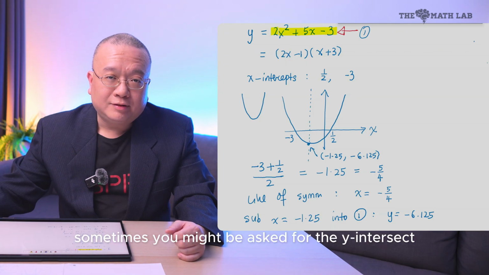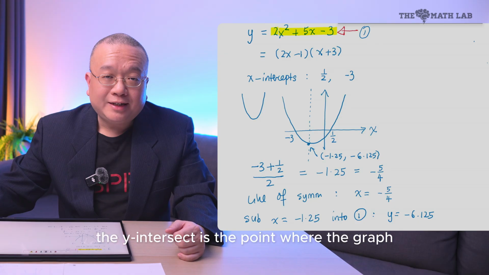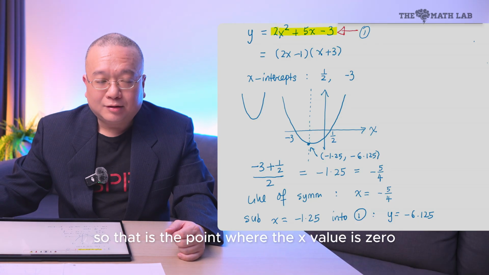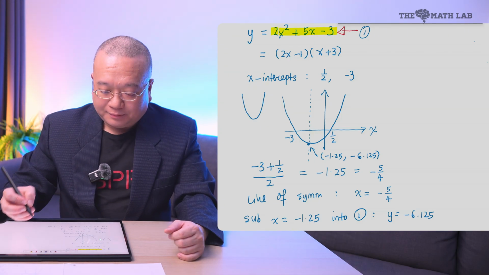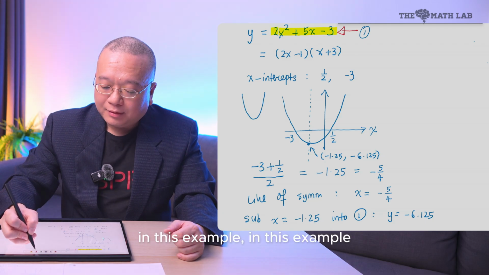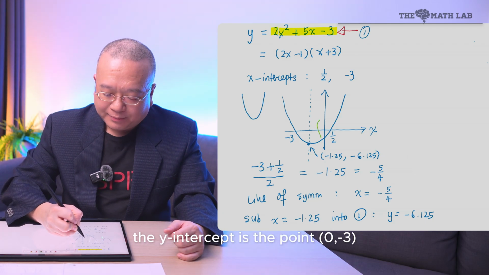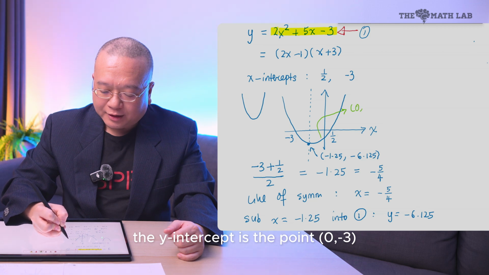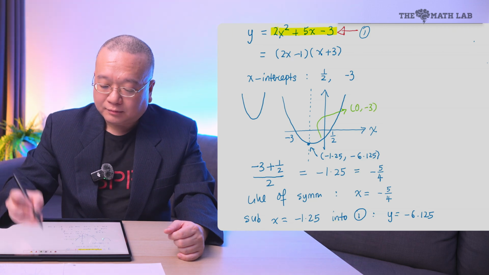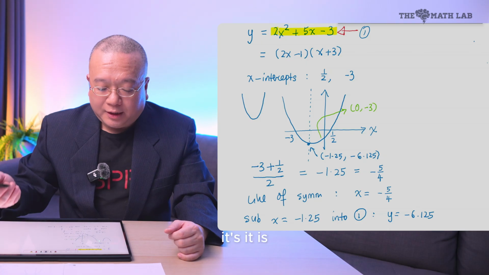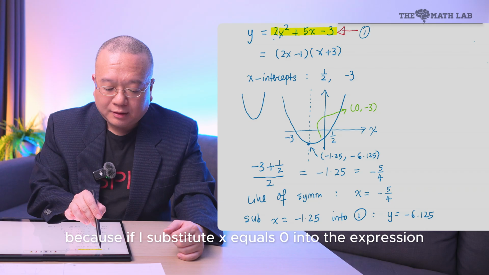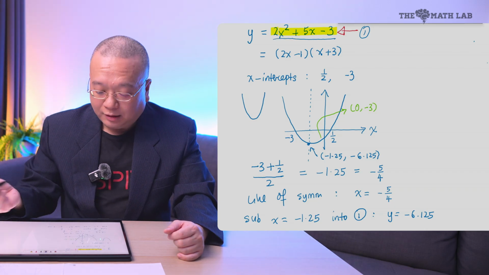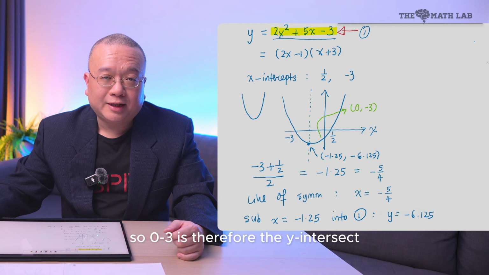Sometimes you might be asked for the y-intercept. The y-intercept is the point where the graph intersects the y-axis. So that is the point where the x value is 0. In this example, the y-intercept is the point (0, minus 3). It is because if I substitute x equals 0 into the expression, you will get negative 3. So (0, minus 3) is therefore the y-intercept.